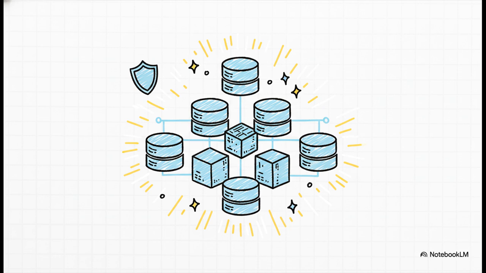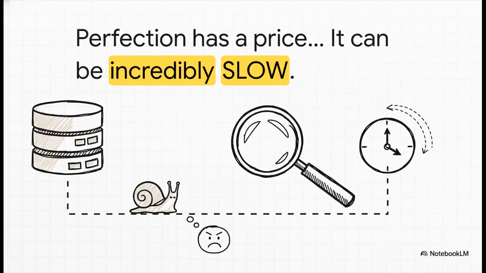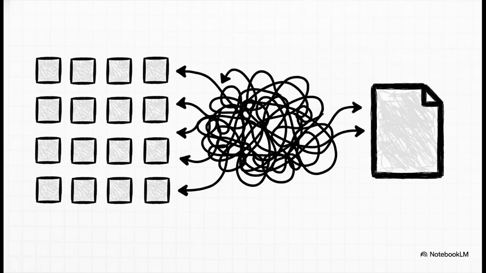But this perfection comes at a price. And that price? It's speed. A perfectly tidy database can be, well, incredibly slow to read from. See, because the data is split into all these small tables, getting a full picture requires complex joins.